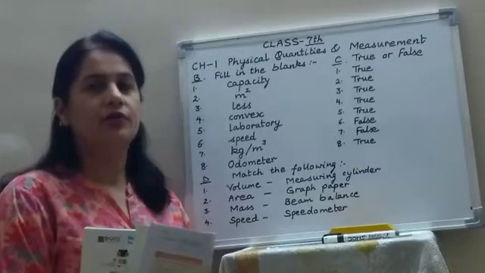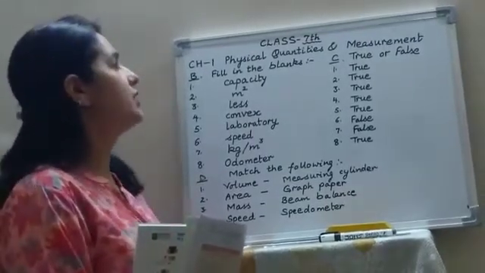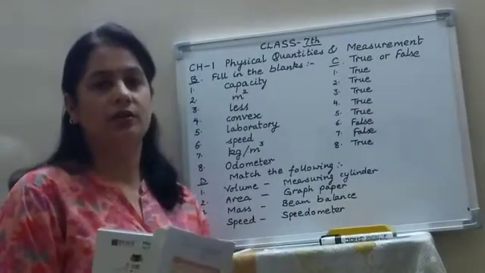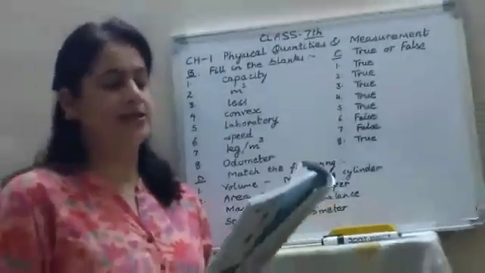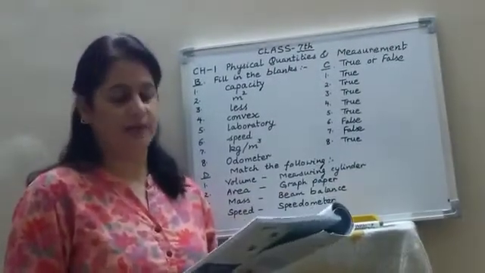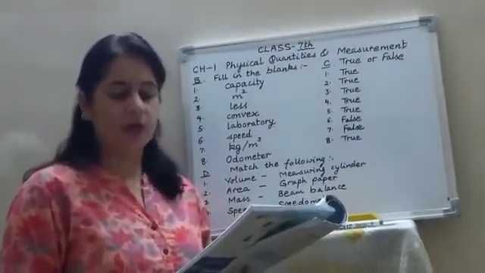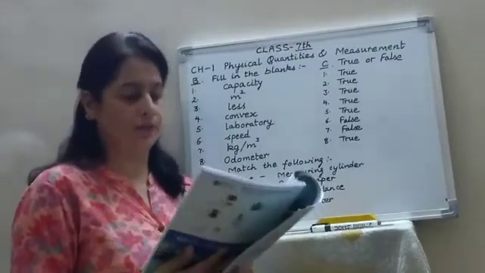Physics class. We were doing chapter number 1, physical quantities and measurement. Children, today I'll explain to you the exercises given at the back of the chapter. So open page number 21 of your book.